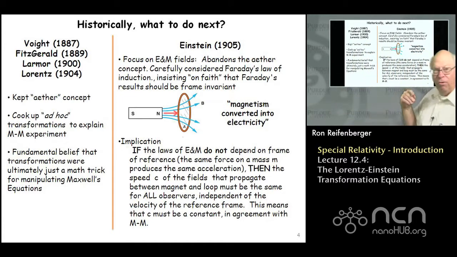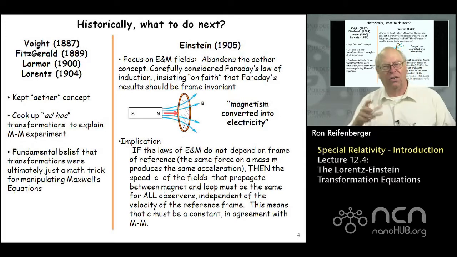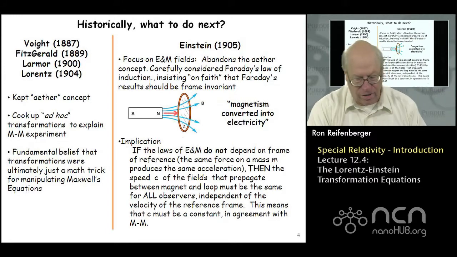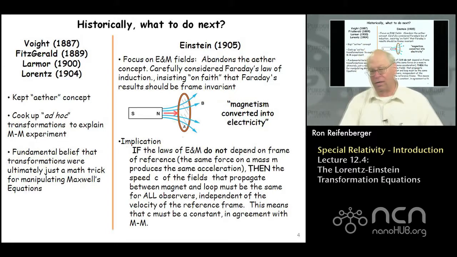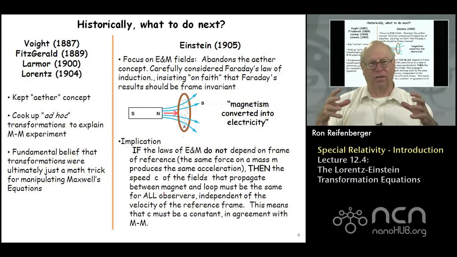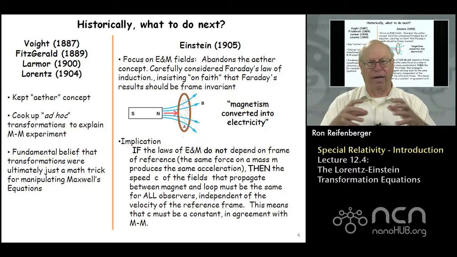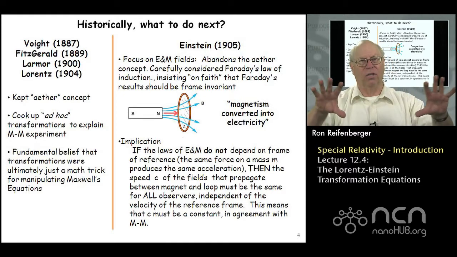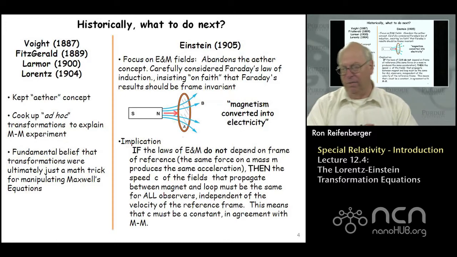The reason Faraday's law was so interesting is because it embodied this principle that magnetism and electricity were somehow connected, right? That you could take magnetism and you could convert it into electricity. So Einstein argued that if the laws of electricity and magnetism do not depend on the frame of reference, in other words, they are frame invariant, then he argued that the speed of light c at which these magnetic fields propagate. So when you move the magnet with respect to the loop, you're changing the magnetic field through the loop. That magnetic field has to propagate, and it's going to propagate at the speed of light.